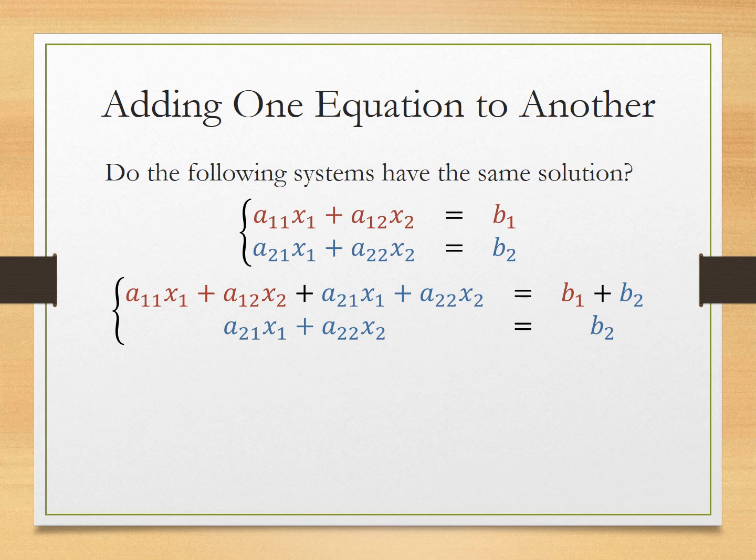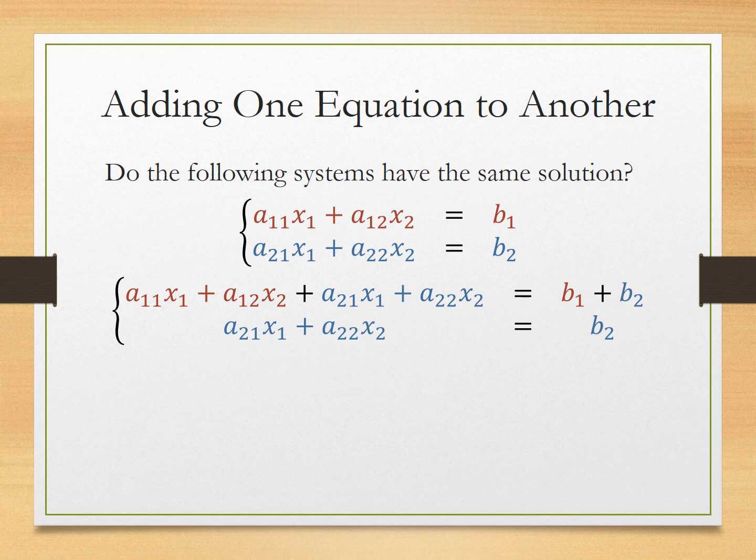The third property. Do the following systems have the same solutions? This is the most complicated one, so once again, I color-coded what I'm doing. The first system is the original system. In the second system, I added the second equation to the first. So that's why I color-coded them, just to let you see what I did. Does this change the system?